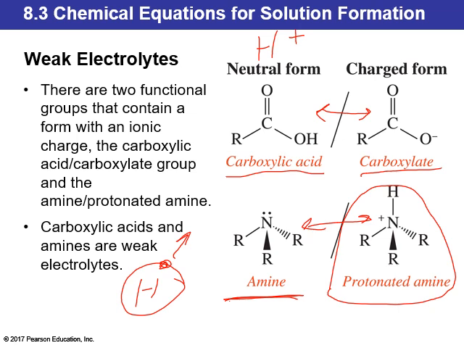So we can drive these in either direction by changing the concentration of H plus. So we can change whether that's protonated or not protonated, or whether we've got carboxylic acid or carboxylate. But that's something we'll discuss in a future section when we discuss chemical equilibrium. But I want you to recognize that if you have either of these groups, the carboxylic acid or the amine, this is our weak electrolyte.